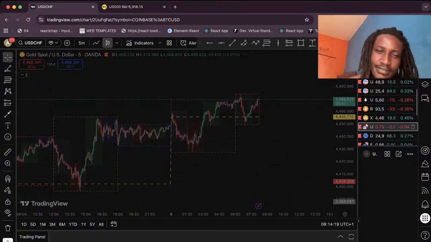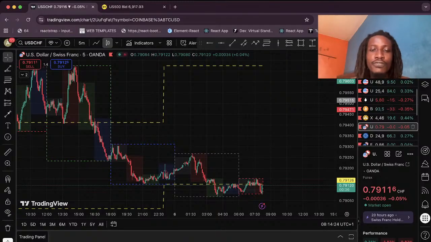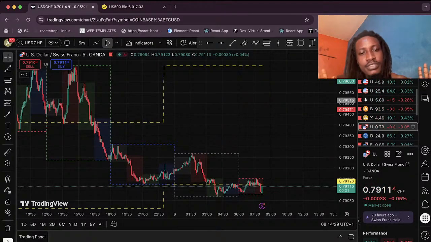No need to look at it a second time, because if you start looking at it a second time, you might end up forcing a trade that you shouldn't be doing, right? So we'll leave it alone.